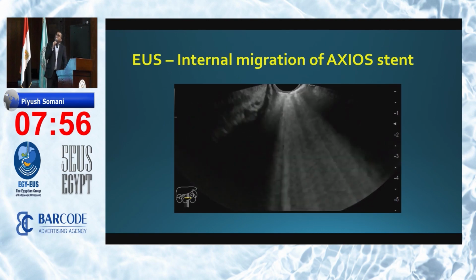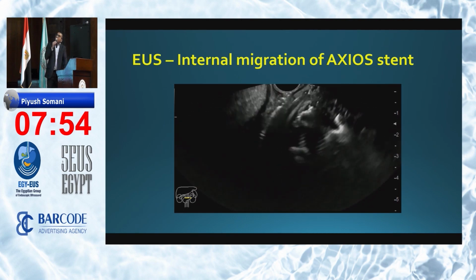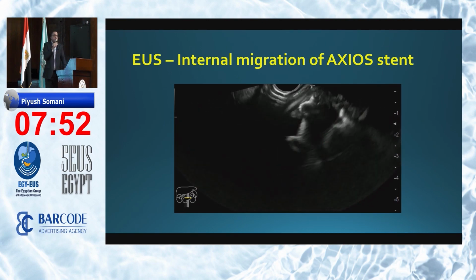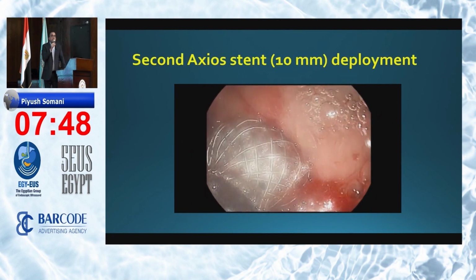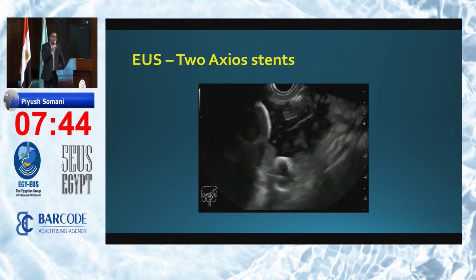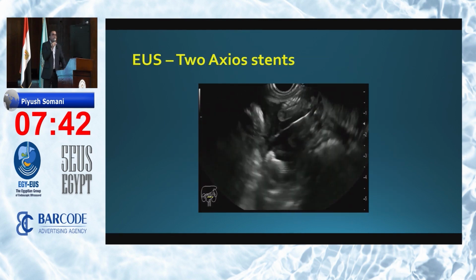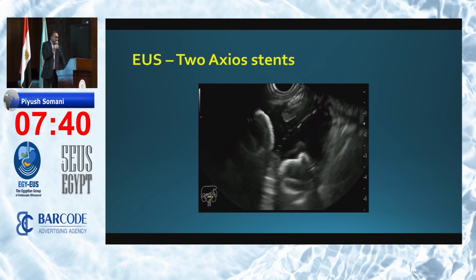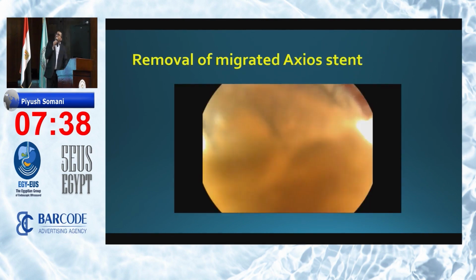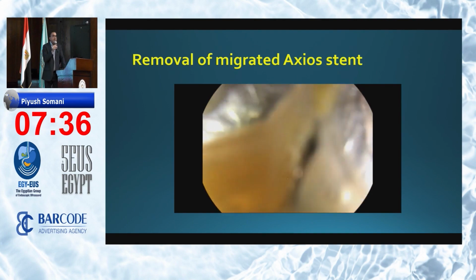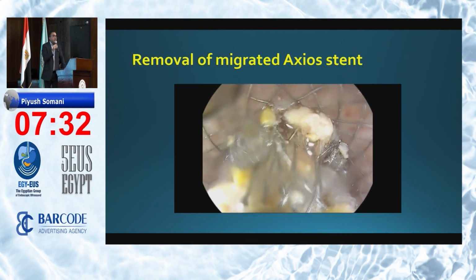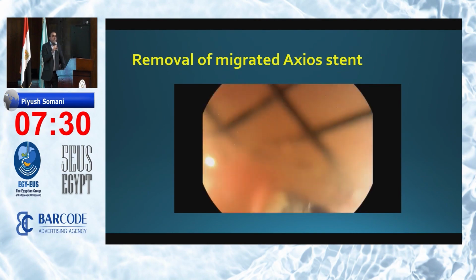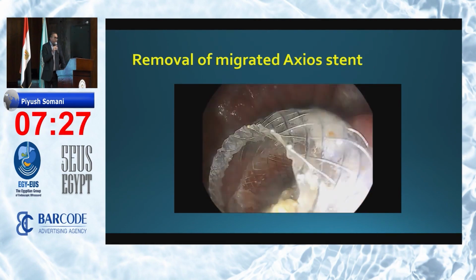How did it happen? So you can see the video where we are putting the stent inside the cavity. And this is the second Axios which we deployed, which was 10 millimeter instead of the 15. And this is a nice EUS video showing us both the stents inside. And this is the way we remove the migrated stent after a week. It was a nightmare because we were removing a 15 mm stent through a 10 mm Axios stent, but fortunately it went well and the patient went home safely.